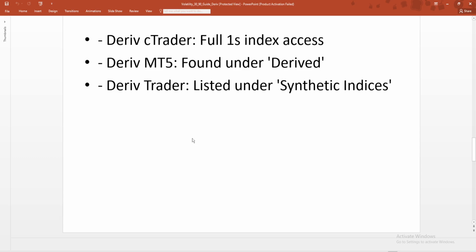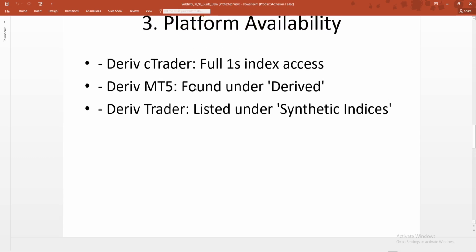Now, where do we find these volatilities? First of all, you can find them in the Deriv Trader, where you can access all the 1S indices. You can access Volatility 10 1S, 25 1S, 30 1S, 50 1S, 75 1S, you can access all of them.